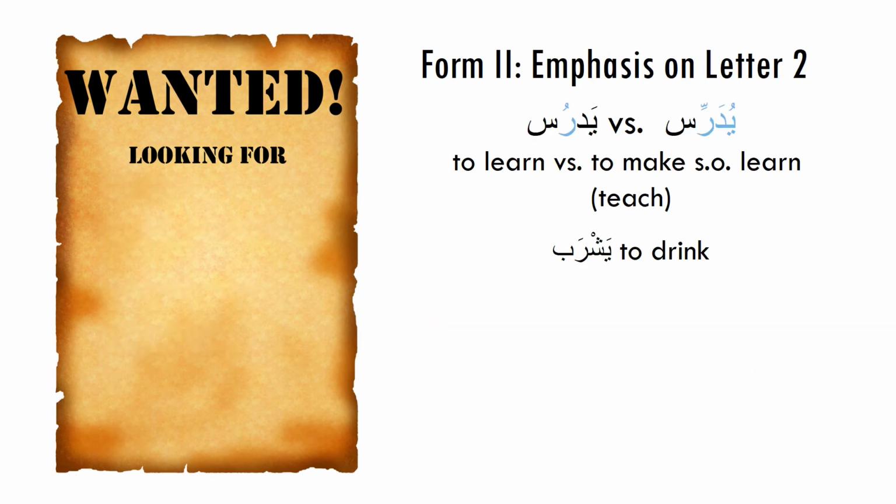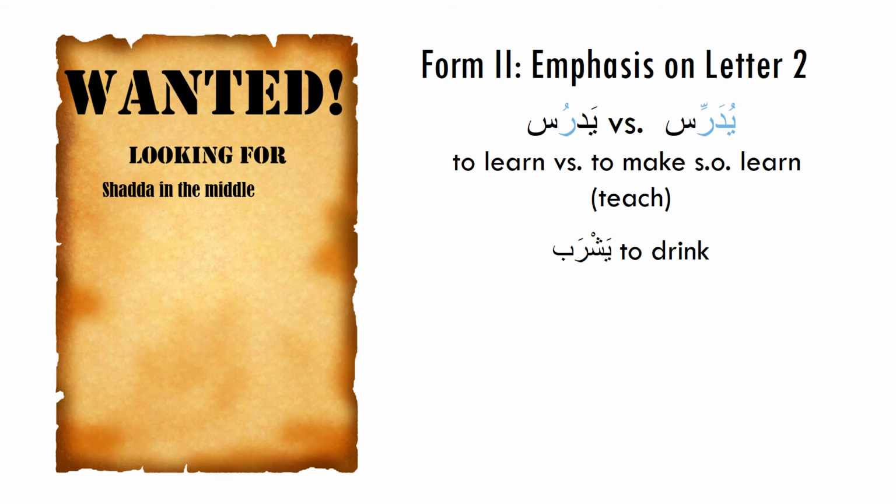Form 2 is a really important form, as we're going to learn. And I like to remember it as form 2 means you're emphasizing letter number 2. So what we're looking for is a shadda in the very middle of the word. Right in the middle of the stem, on the second letter of the stem. All right? So we know the word yadrus, to learn. Yuderris is an example of form 2. Yuderris. There's that shadda on the ra, which makes it flap.